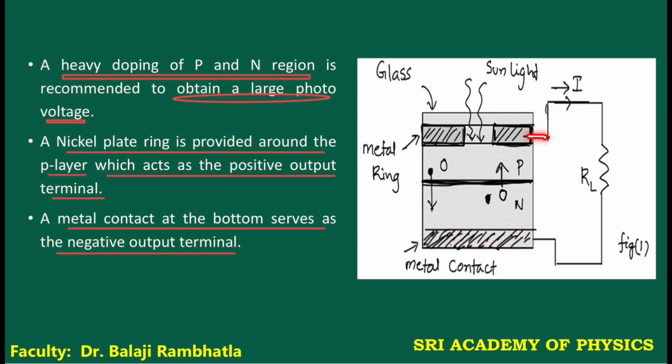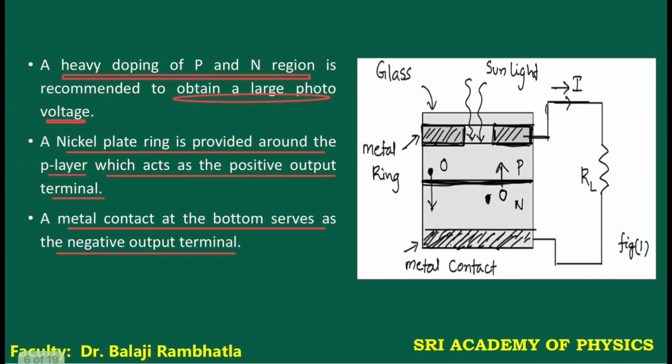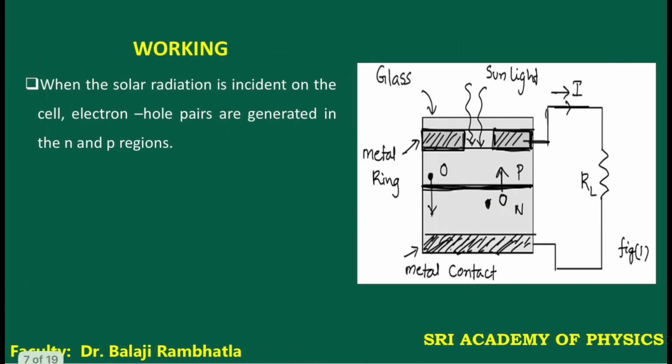The positive terminal and the negative terminal are connected to the load resistor. Right, so here the P and N regions are heavily doped regions. This is the working part, the construction part of the solar cell. Now here we discuss the working of the solar cell.